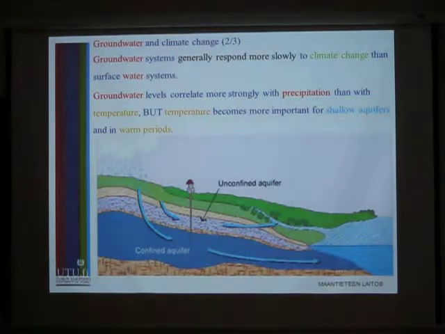However, the groundwater level is slowly affected by temperature, because the temperature doesn't have any direct impact on the groundwater. However, the temperature directly affects the surface water.